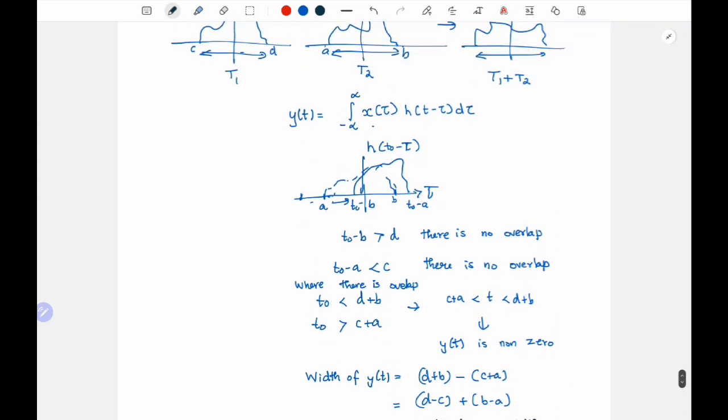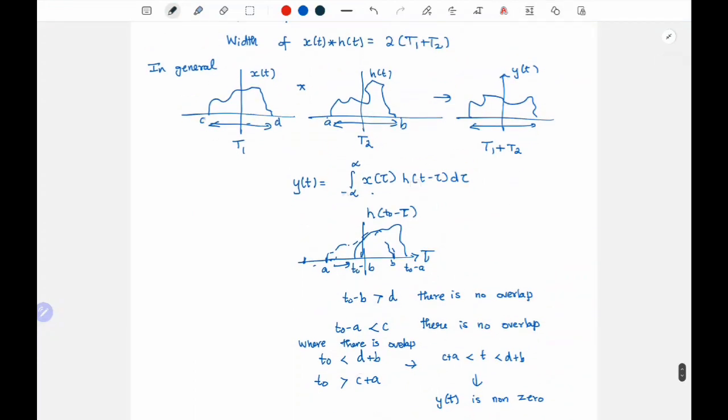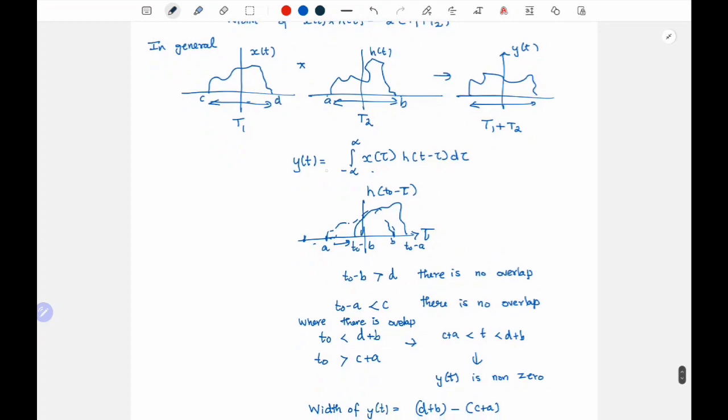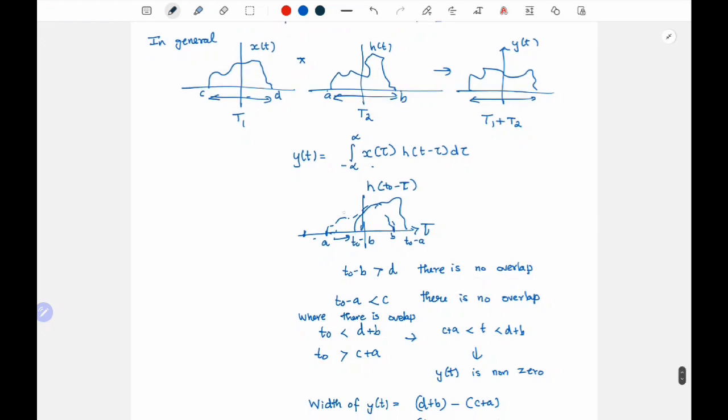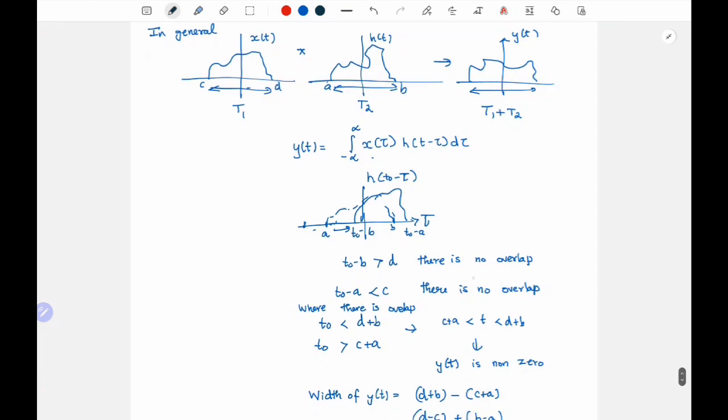Okay, so I'll explain it once again because it's a little confusing. So let us take x of t having extent only from c to d, of width t1, and h of t having extent of a to b, of width t2, and we want to determine the width of y of t. From the definition of the convolution integral, we have this, and using the graphical representation we can see when we do h of t minus tau, the signals will vary from t naught minus b to t naught minus a, and we can find the regions where there is no overlap.